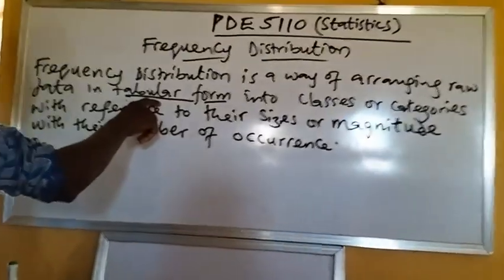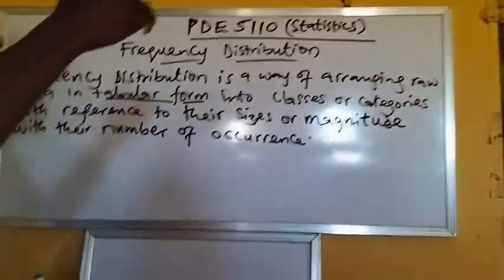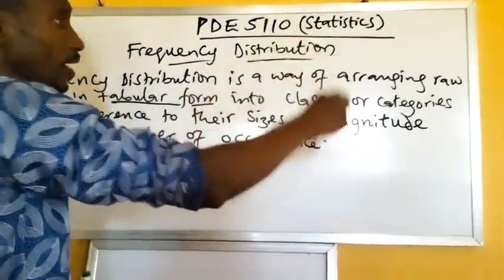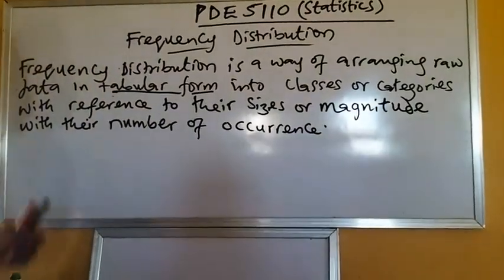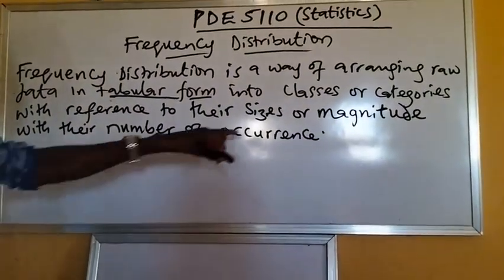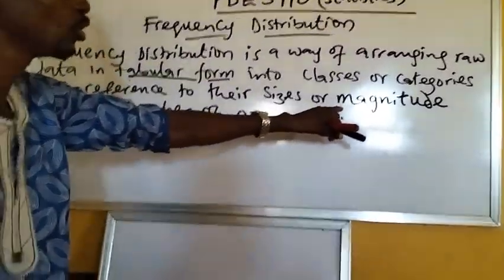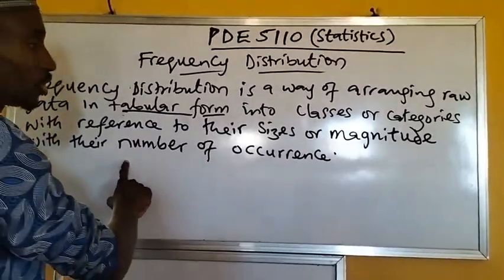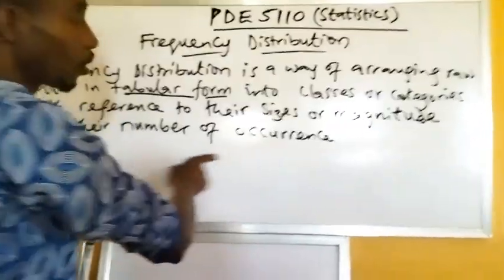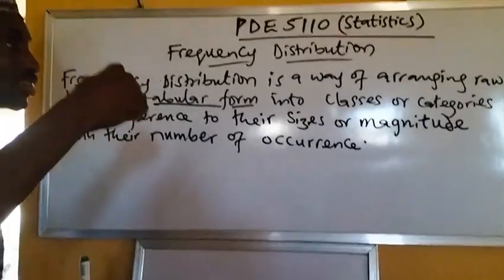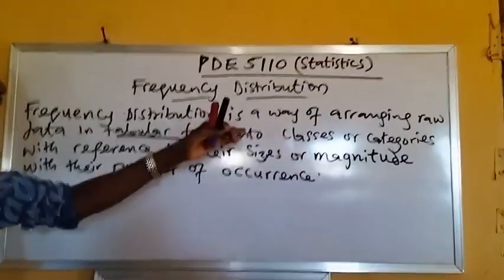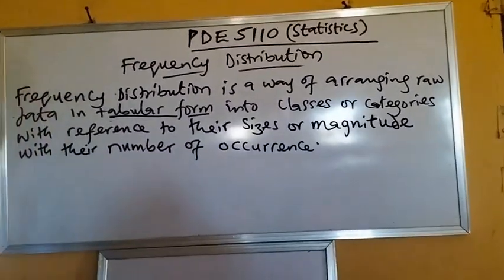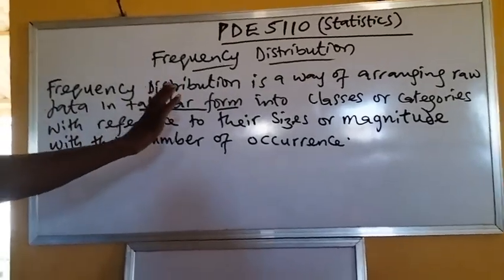I've said that here. Then again, we are putting each of the data into their classes or their categories. And at the same time, we must not forget the size or the magnitude of the data. And as well, we must make sure we put into consideration the number of occurrence, that is, the number of times in which the data appears. That is my own definition of frequency distribution.